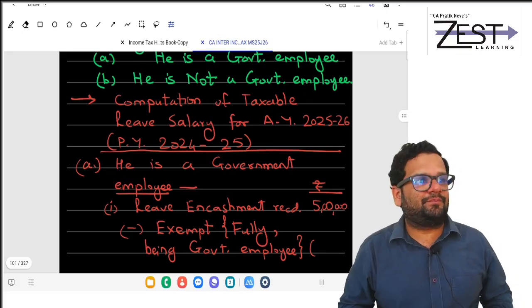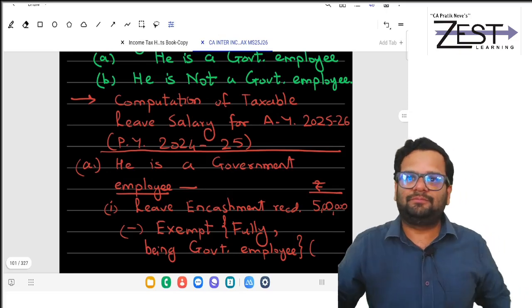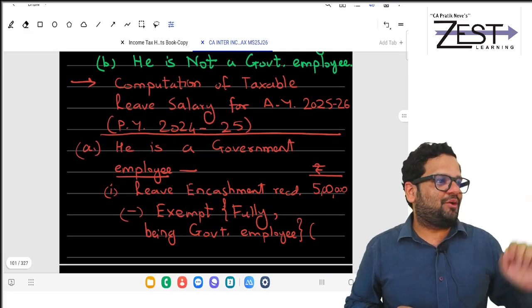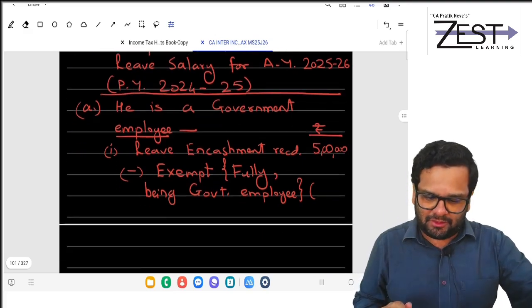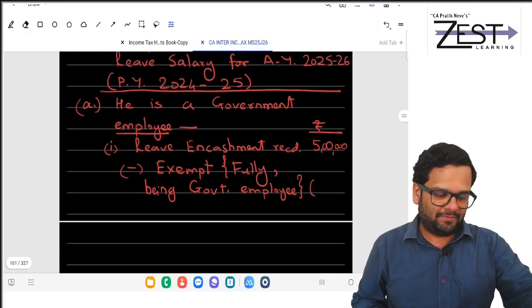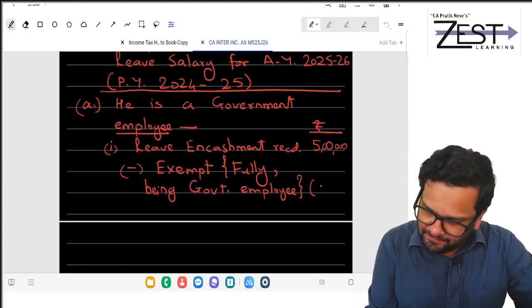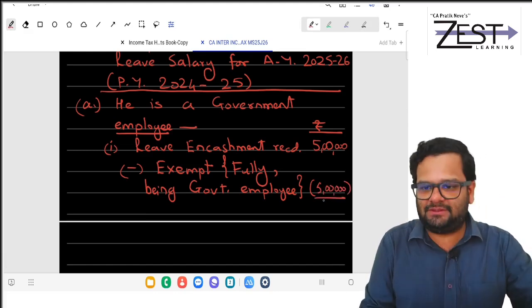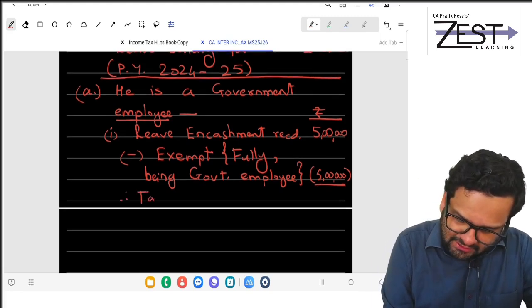Friends, let us continue with the example which we had to leave halfway. So he's a government employee. We are checking leave encashment. And when he's a government employee, it is going to be straightforward. Fully exempt. So please exempt the full 5 lakhs. So now you will get the taxable leave encashment.